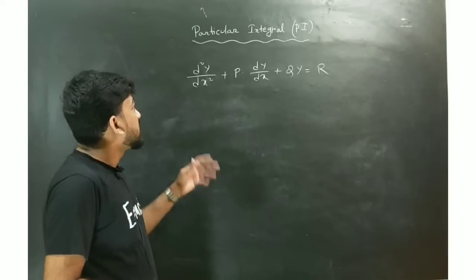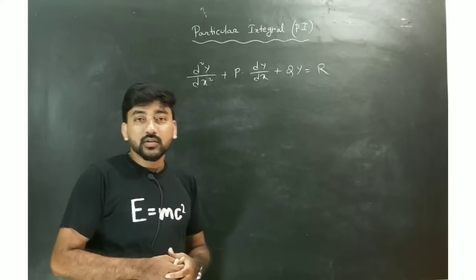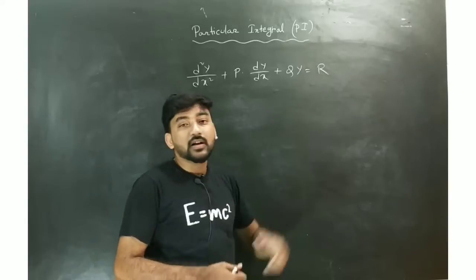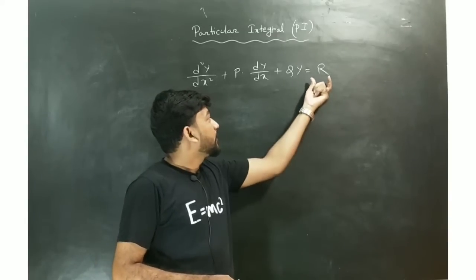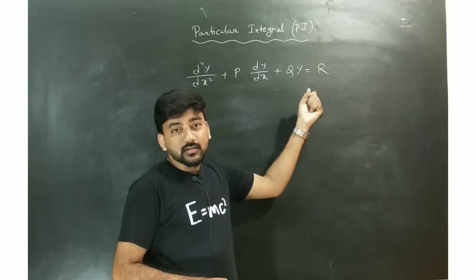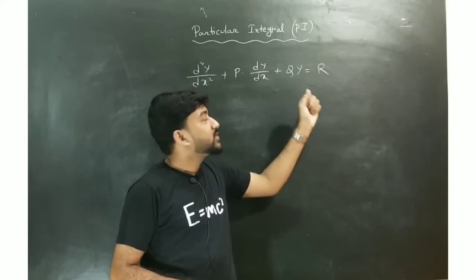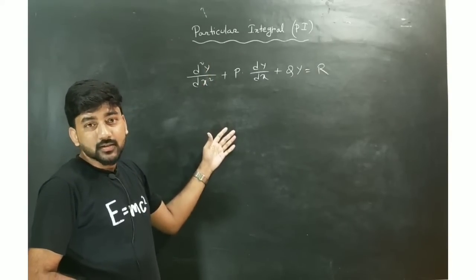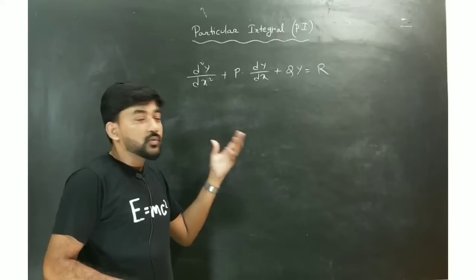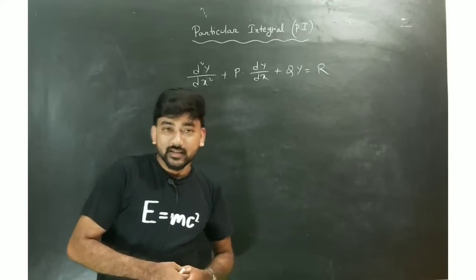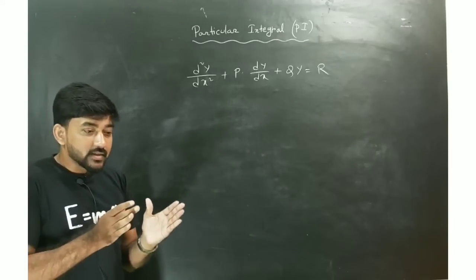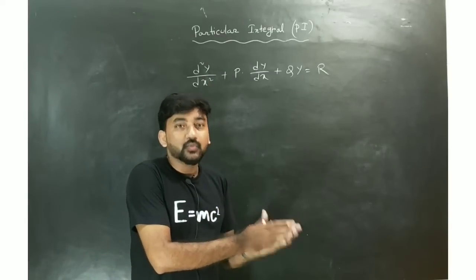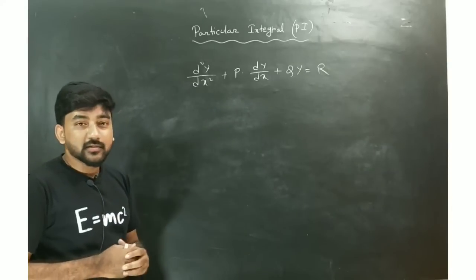Now there are several cases for how you can find the particular integral, with various rules according to the function of r. According to r, which is obviously a function of x, we will get different cases for the particular integral, and we will discuss that. For a particular form of r, we have particular rules for finding the particular integral.